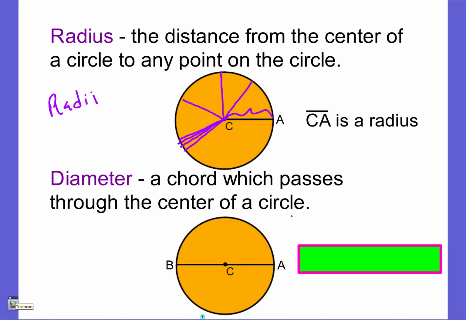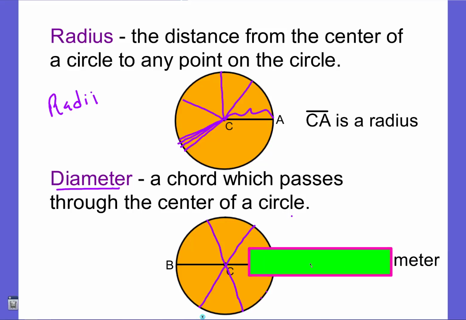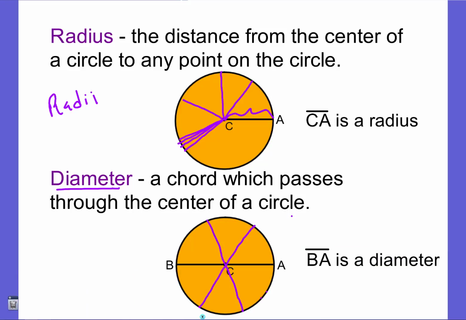A diameter is a chord which passes through the center of a circle. Notice that we could draw many other chords that may or may not pass through the center of the circle. Anytime a chord passes through the center of the circle, that chord is a diameter. So for example, in this circle, segment BA is a diameter.